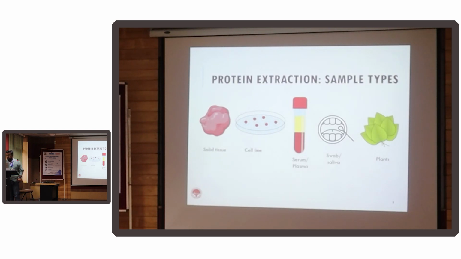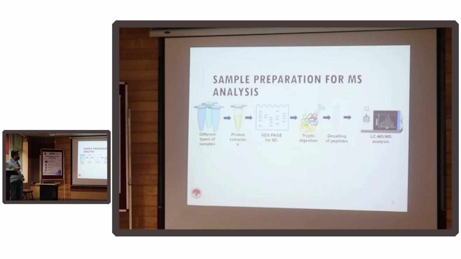If I have to give you a very brief overview, we take different types of sample, we extract the protein, we do trypsin digestion, it's also called tryptic. Not always with trypsin, we'll come to know. Then we desalt the peptides, and then we finally put it into the mass spec. This is a very generalized overview. Now we'll get into the specifics.